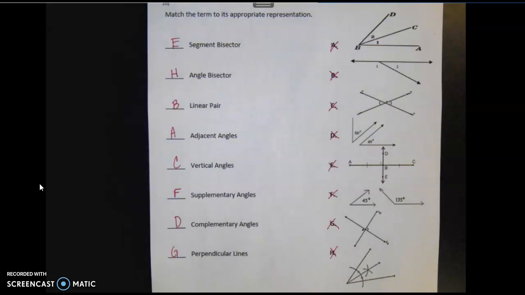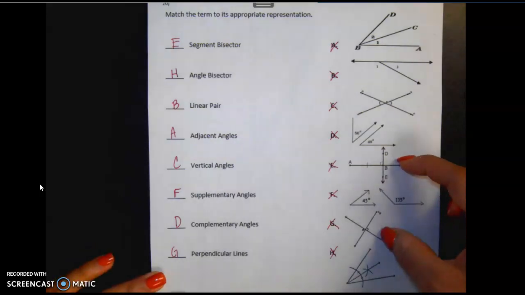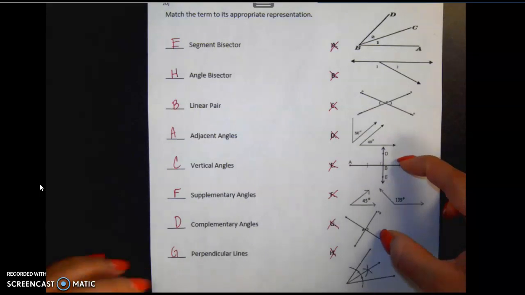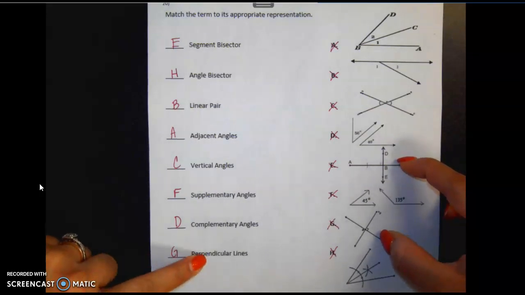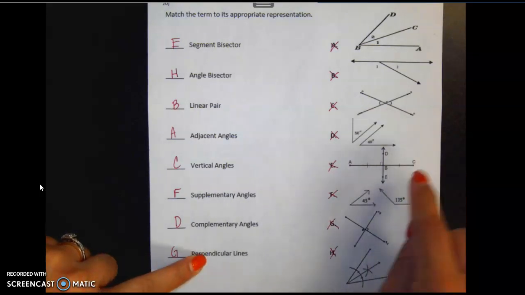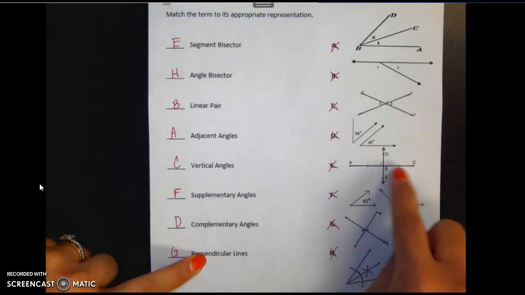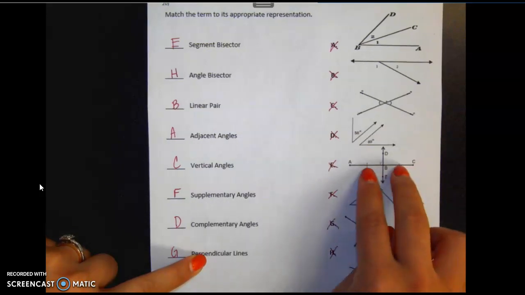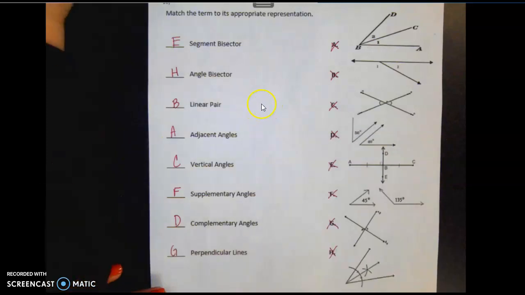Like if you look at E and G, technically those are both perpendicular lines, but one of them is segment bisector because this line segment is being bisected. It's giving me 2 tick marks there. So some of these could be one or the other. Like linear pairs, you could have put supplementary, but it's trying to tell you that this is a pair of supplementary angles. You could also say they are adjacent. So some of these are iffy. So pause the video and make sure you have the correct solutions.